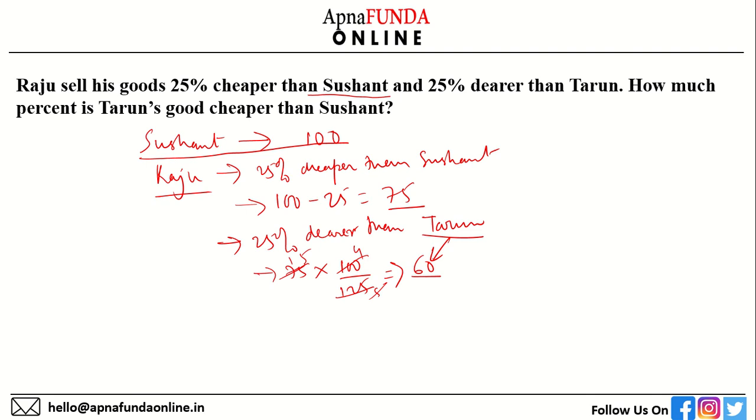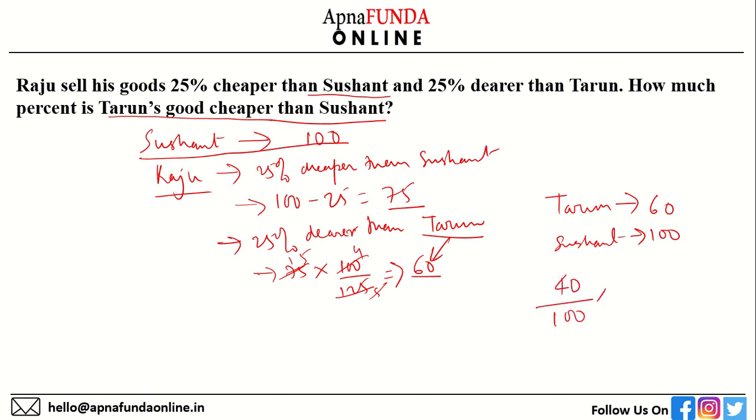How much percent is Tarun's good cheaper than Sushant? So Tarun is 60, Sushant is 100, the difference is 40 on a scale of 100 into 100, 40% is my answer. I hope you have solved along with me. This is an easy question. You should also get this answer, 40%.